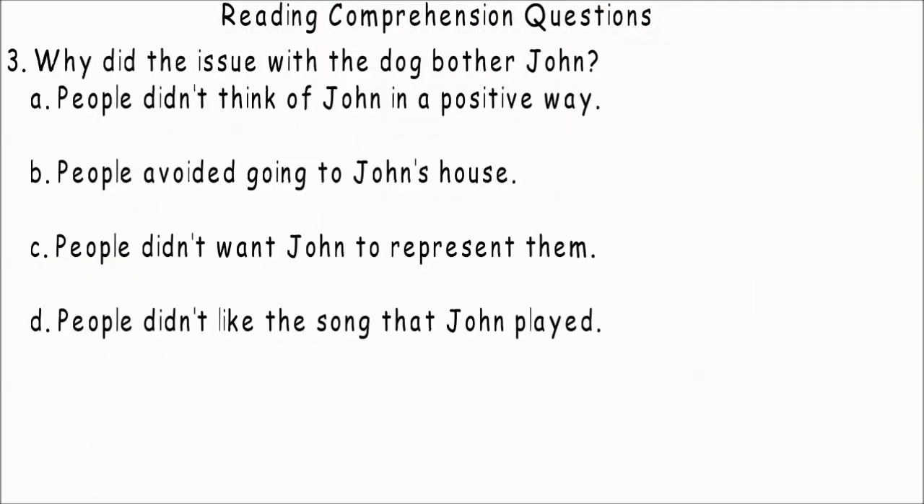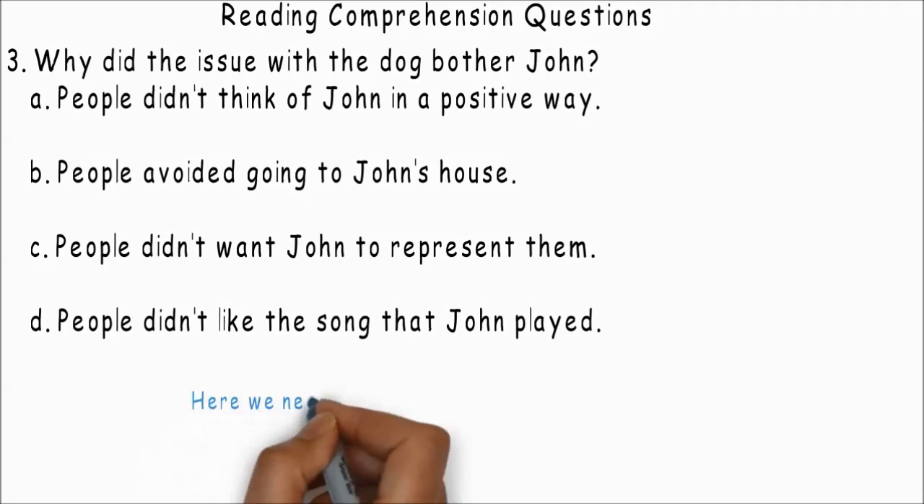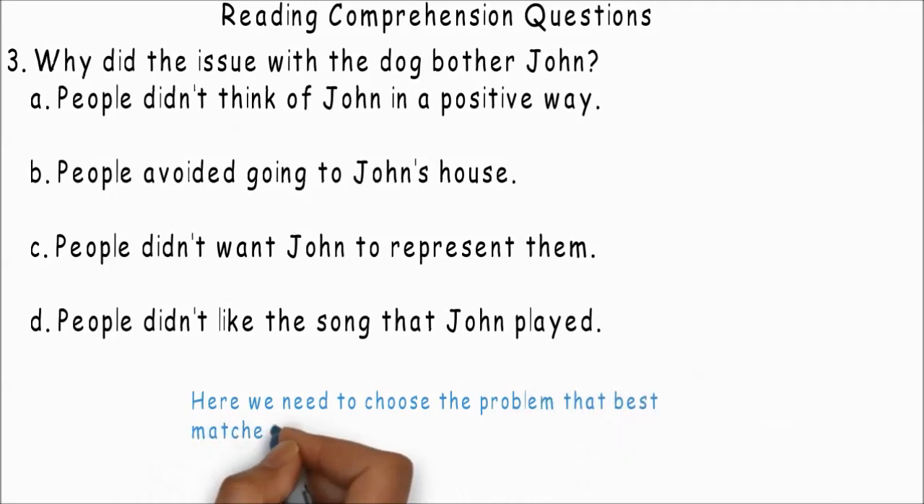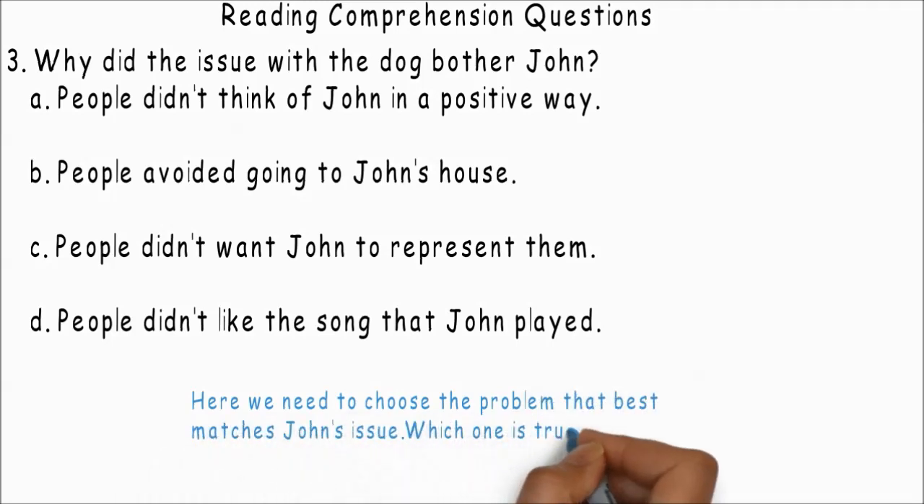Reading comprehension question number 3. Why did the issue with the dog bother John? People didn't think of John in a positive way. People avoided going to John's house. People didn't want John to represent them. People didn't like the song that John played. Here we need to choose the problem that best matches John's issue. Which one is true of the story?